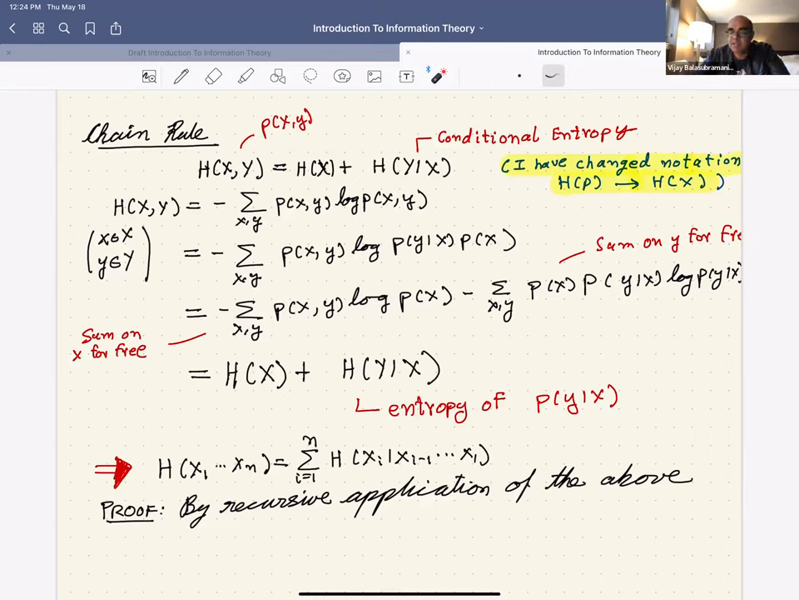A caution is that I'm going to be flipping notations periodically depending upon what's convenient. Sometimes I write h of p, meaning the entropy of some probability distribution, and sometimes I use the notation h of x, where p here is a distribution over x.